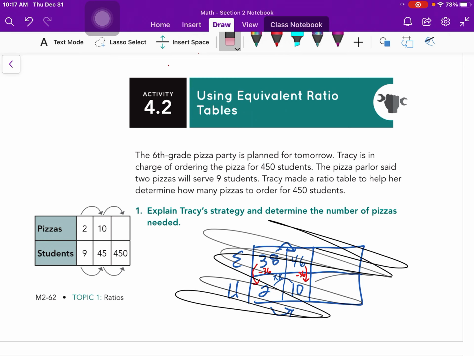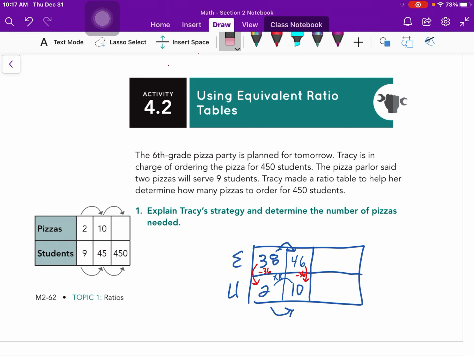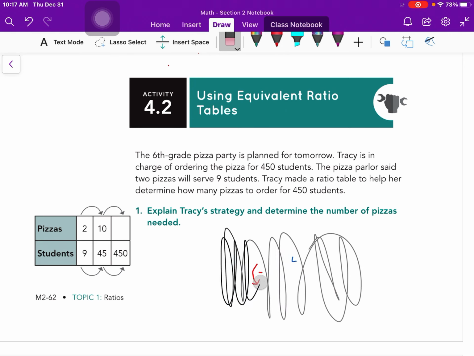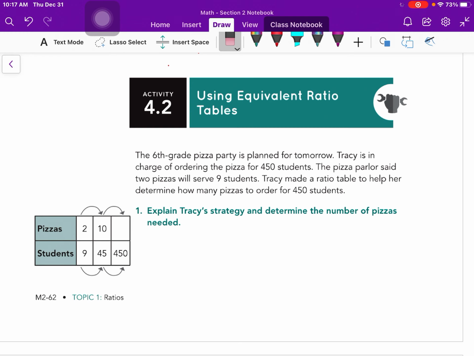Let's move on to using tables to come up with equivalent ratios. Not sure why I have all this writing on here.